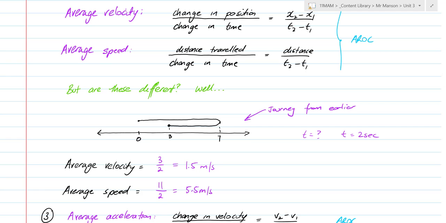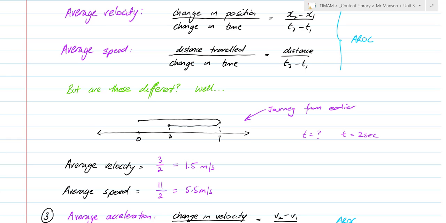So in terms of something to do with actual motion, say a car, you're probably going to be working with speeds more for that reason. But obviously representing this as 1.5 meters per second doesn't make sense for a lot of movement-based contexts. But if we only care about the overall big picture, you started here, you went to there, it makes more sense. So just be wary of that.